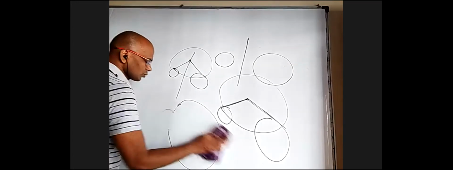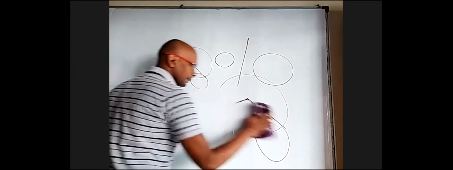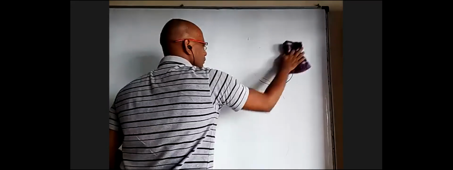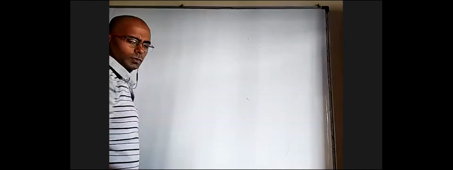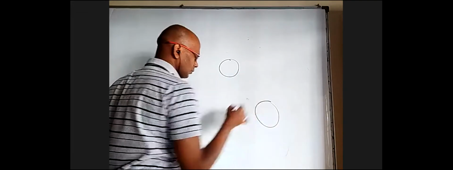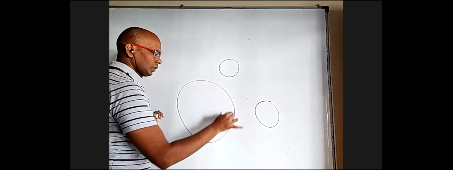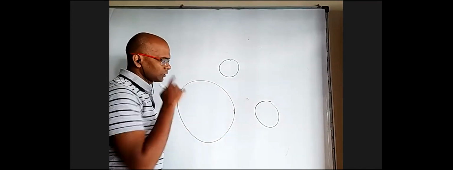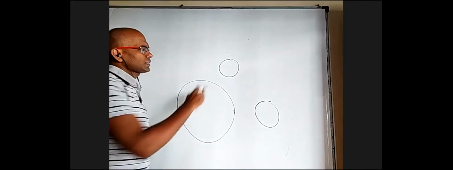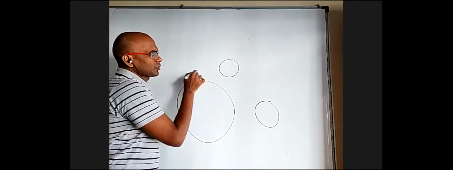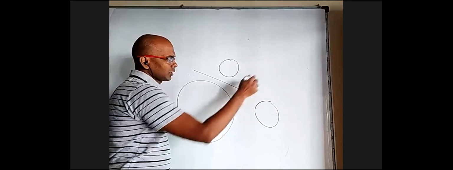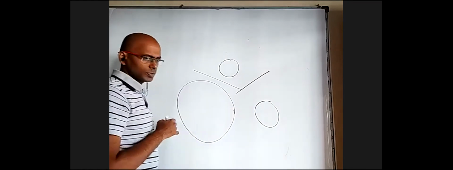So now if there is a question, three circles are there. I want a circle to intersect all these three orthogonally. If a circle intersects these two orthogonally, its center should lie on the radical axis of these two. If a circle should intersect these two orthogonally, its center should lie on the radical axis of these two.